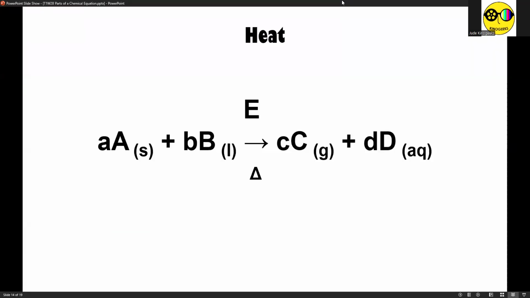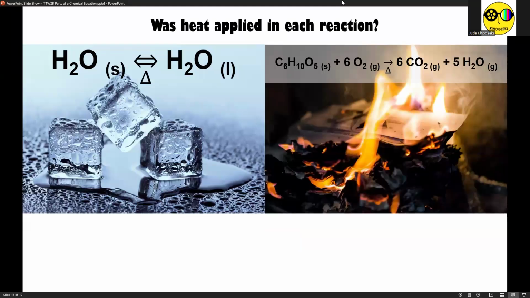All right. So our final part has something to do with heat, and that's represented by the triangle symbol. That means that heat was applied or required in order for the reaction to push through. Okay, so was heat applied in melting of ice and burning of paper? Obviously, both of them. Yes, heat was applied because of the presence of the triangle. You need heat in order for ice to melt into water because it's an endothermic reaction. You also need heat, by the presence of fire, in order for paper to burn.